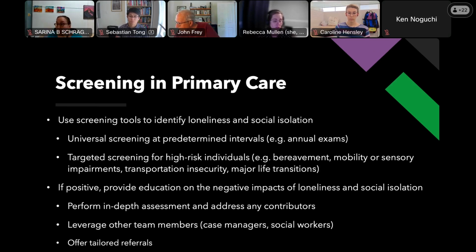And again, a lot of those risk factors listed there do really impact older adults. And then if positive, again, Sebastion will go into more detail about specific types of intervention, but big picture, the guidance that I've been talking to primary care providers about and really outlined in this manuscript is that first and foremost, it is an intervention to provide education on the negative impacts of loneliness and social isolation.